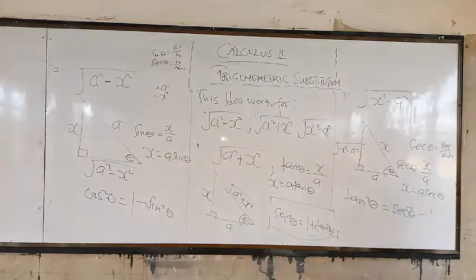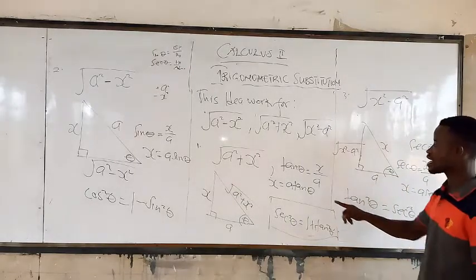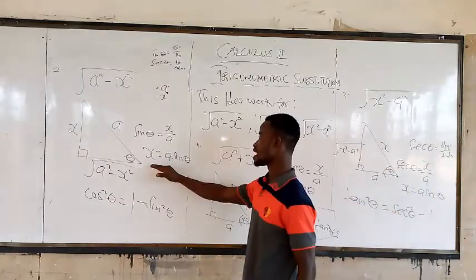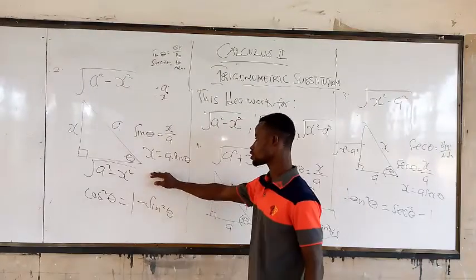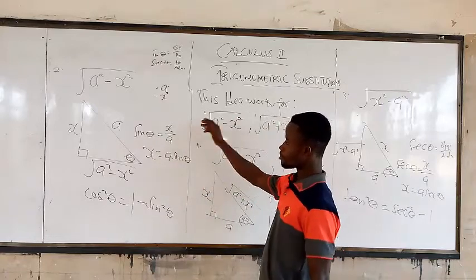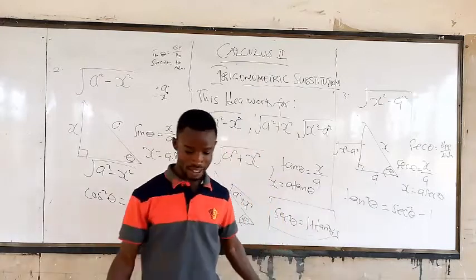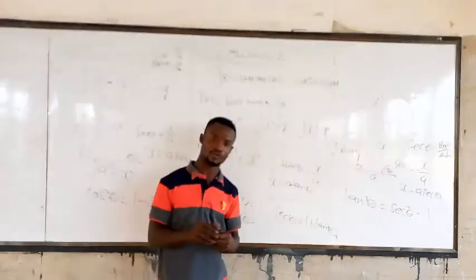And also note that theta here will be equal to what? Sec inverse of x over a. Here, theta will be equal to tan inverse of x over a. Here, theta will be equal to sine inverse of x over a. Alright, so let's see how we can solve a question.